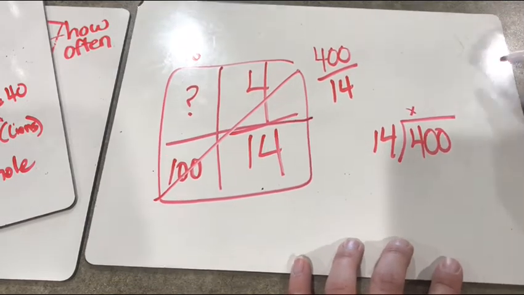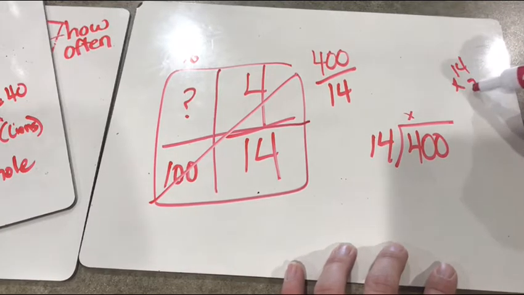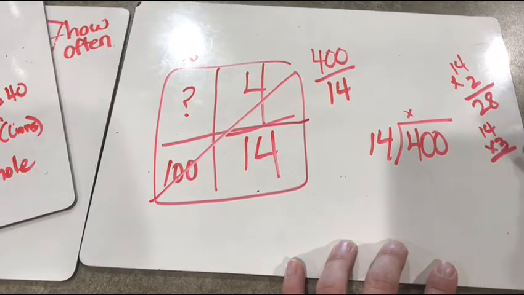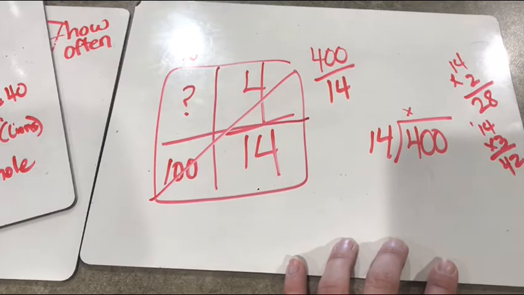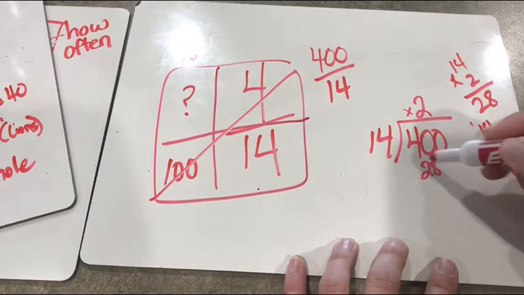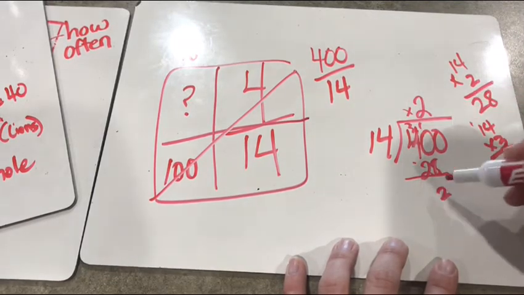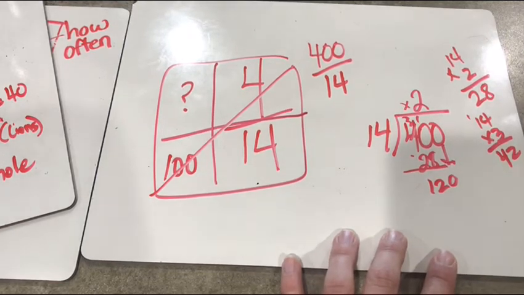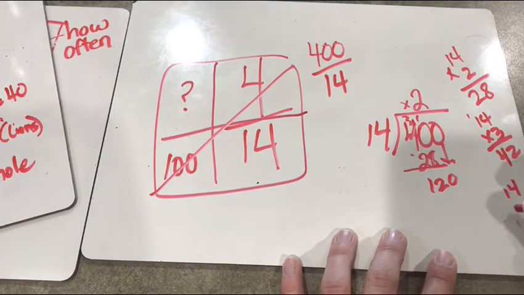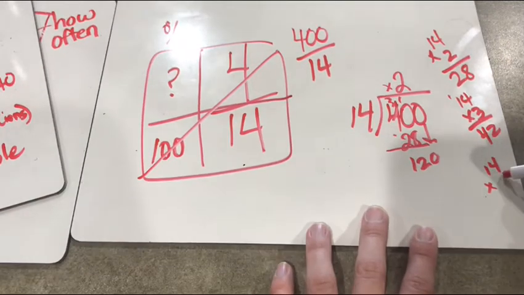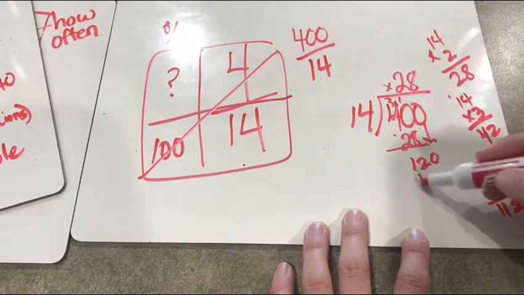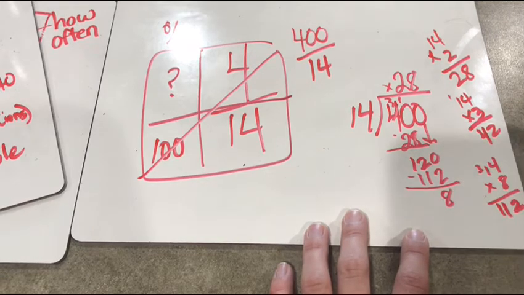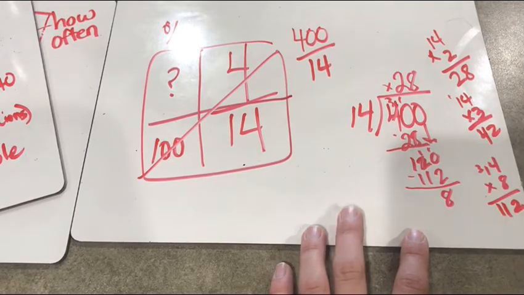So 14 goes into 4, none. 14 goes into 40. Let's try times 3, make sure. Okay, so that's too big. So it's going to go 2 times. I'm going to have 12 left over, bring my 0 down. Let's see, let's try 8. Okay, that's pretty close, so it's going to be 8. And see, we're still not going to get our remainder of 0.